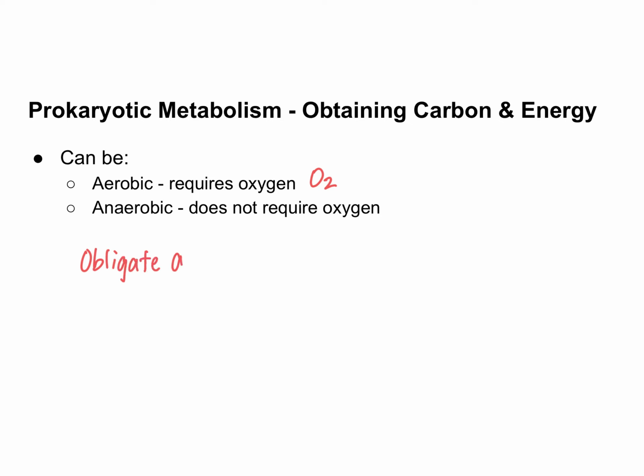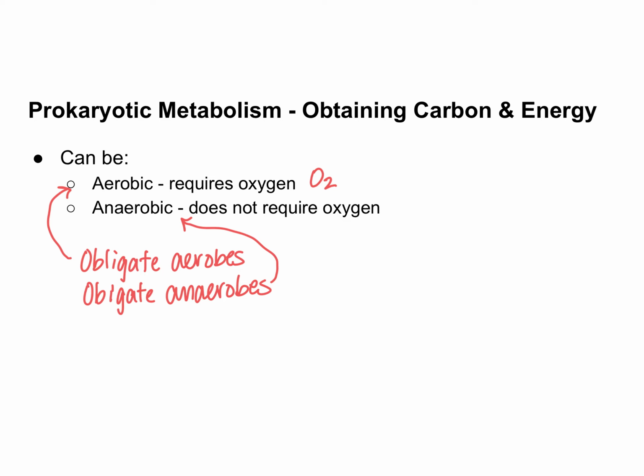There are some prokaryotes that are obligate aerobes, which means that they can only do aerobic respiration, and if they lack oxygen, they will die. There are also obligate anaerobes, which can only do anaerobic respiration, and if they are exposed to oxygen, they are actually killed by the presence of oxygen.